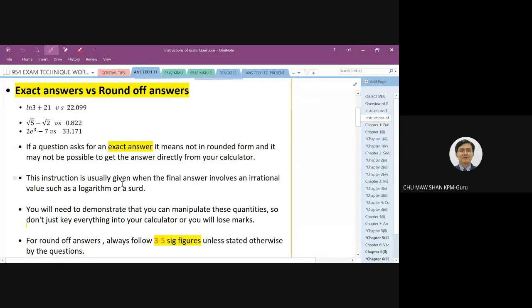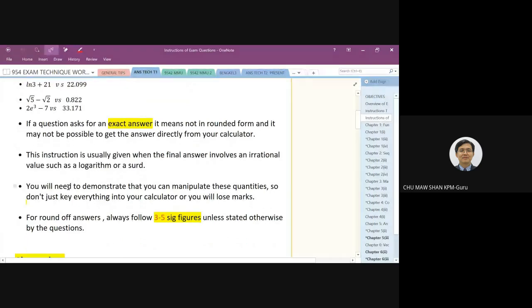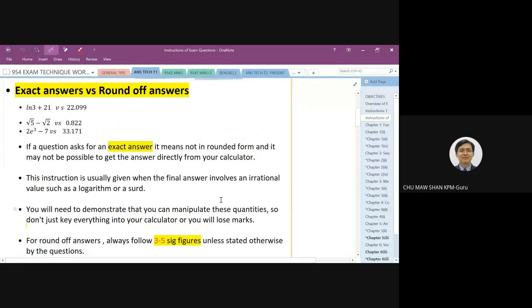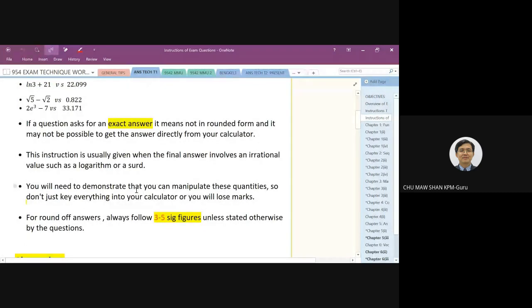Okay, this instruction is usually given when the final answer involves an irrational value such as log or root, as I gave here. You will need to demonstrate that you can manipulate this quantity, so you don't just key everything into the calculator, or you will lose marks. For example, as I said just now, let's say cos pi over 3, you have to demonstrate how you get it manually without a calculator. Only if you do it manually can you get the answer, isn't it? Unless pressing the calculator in a certain way.